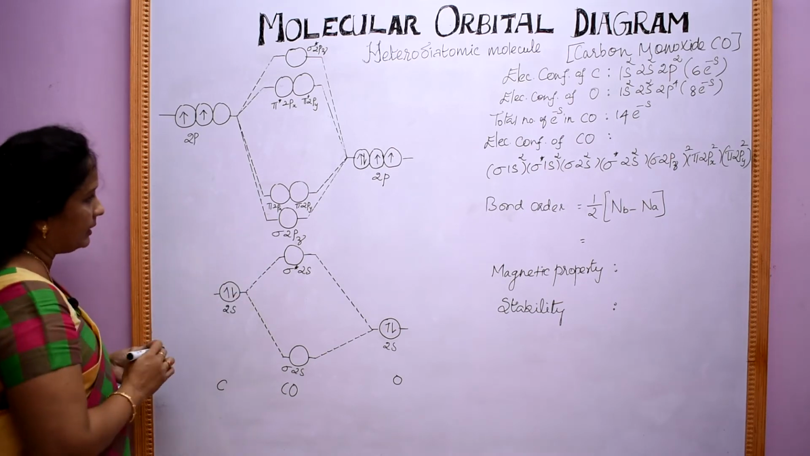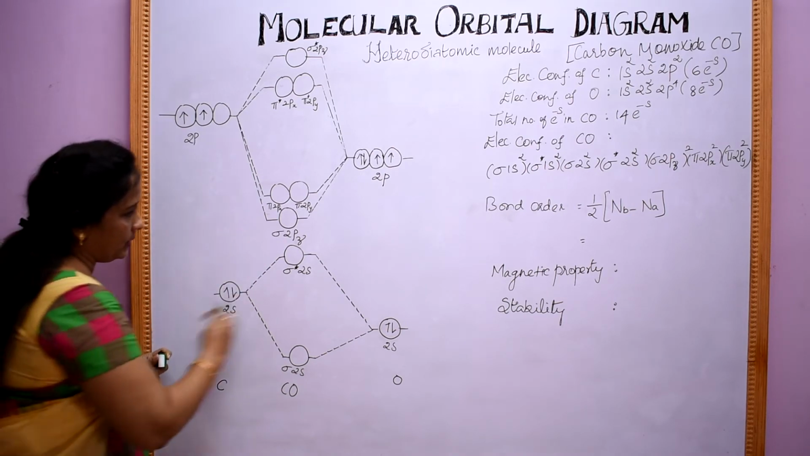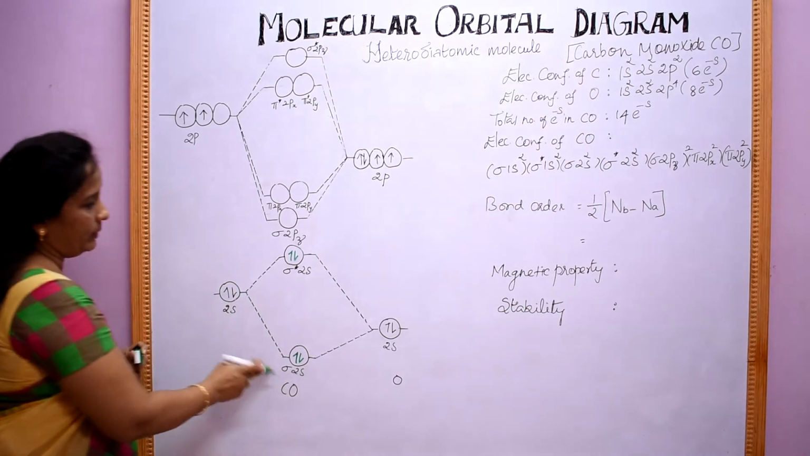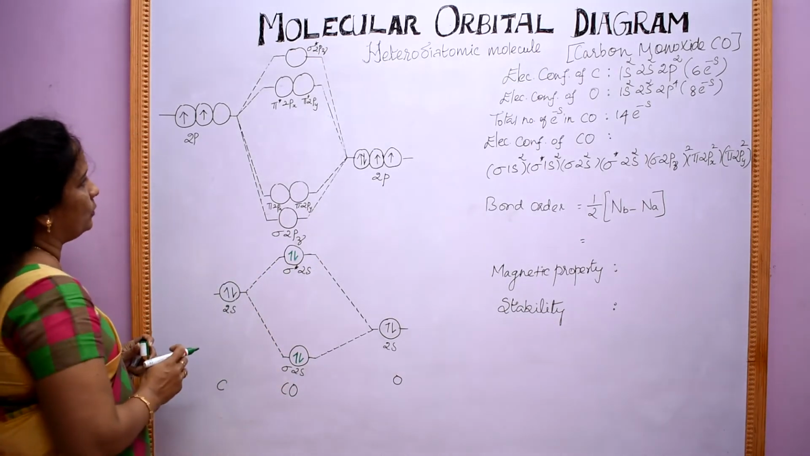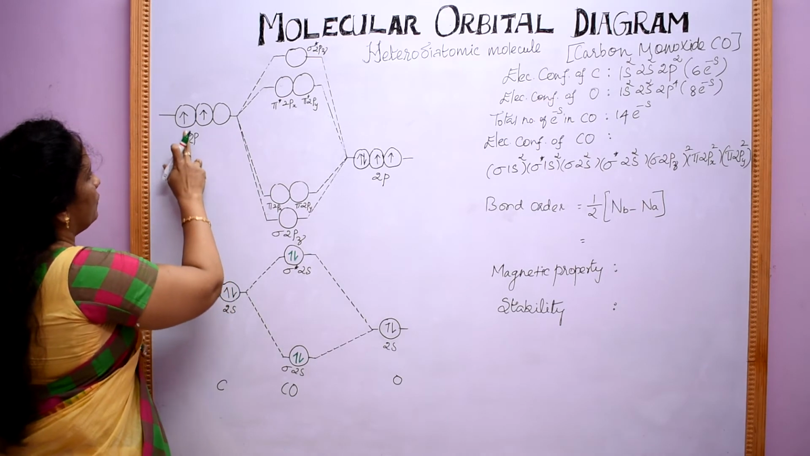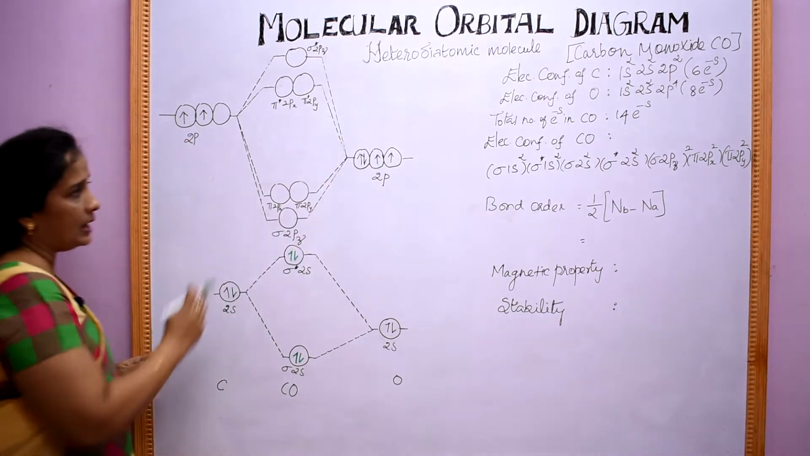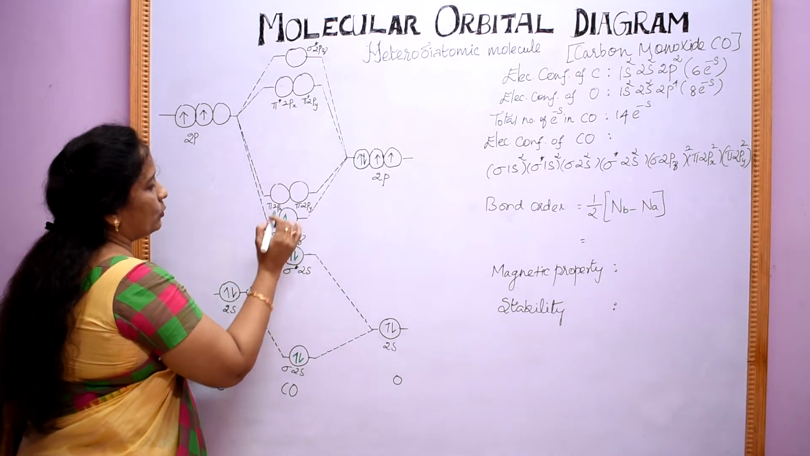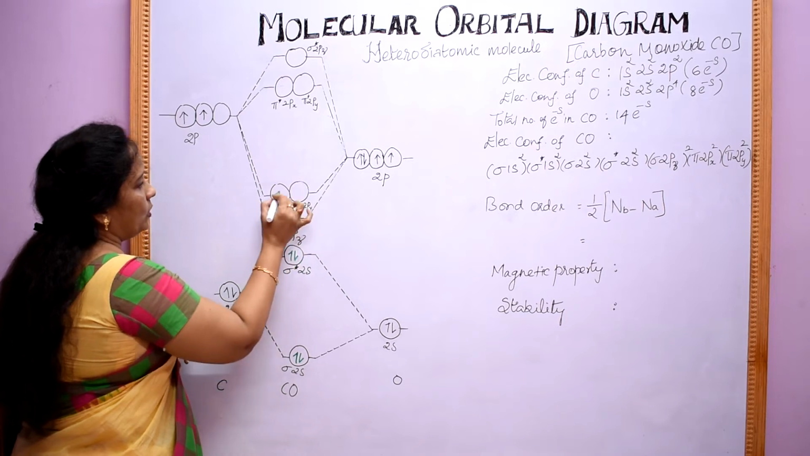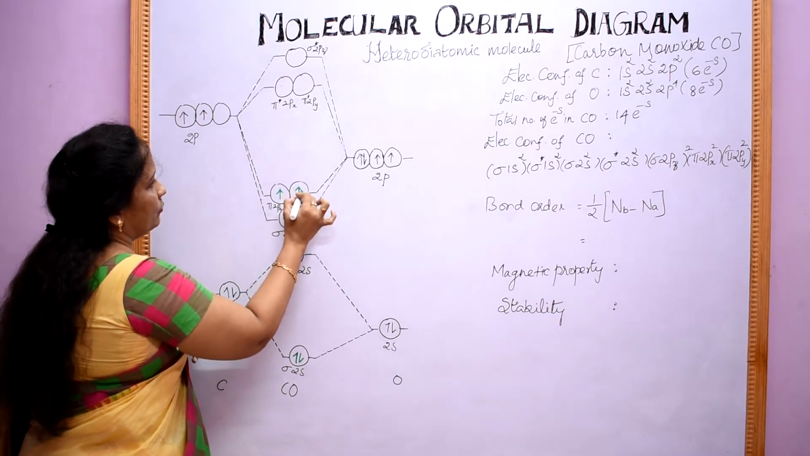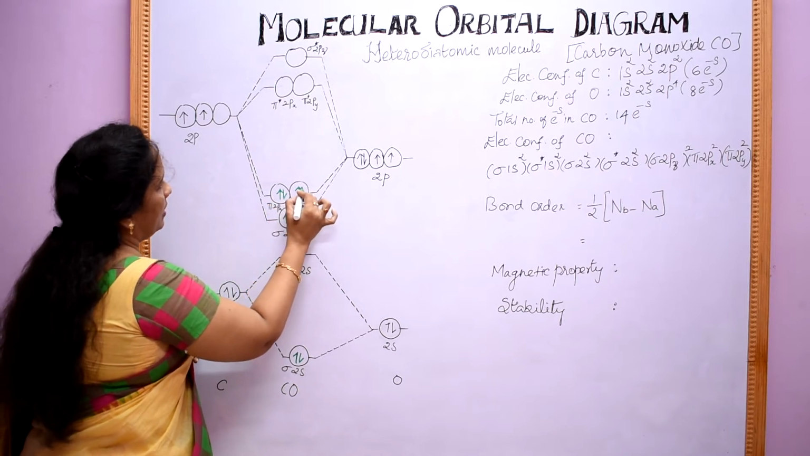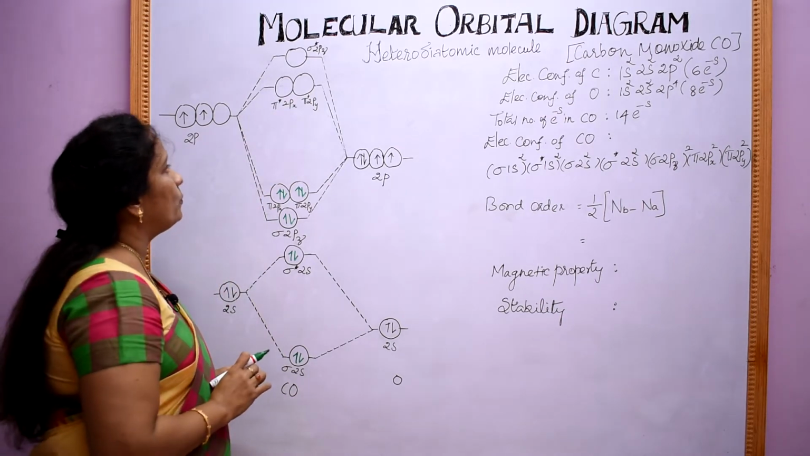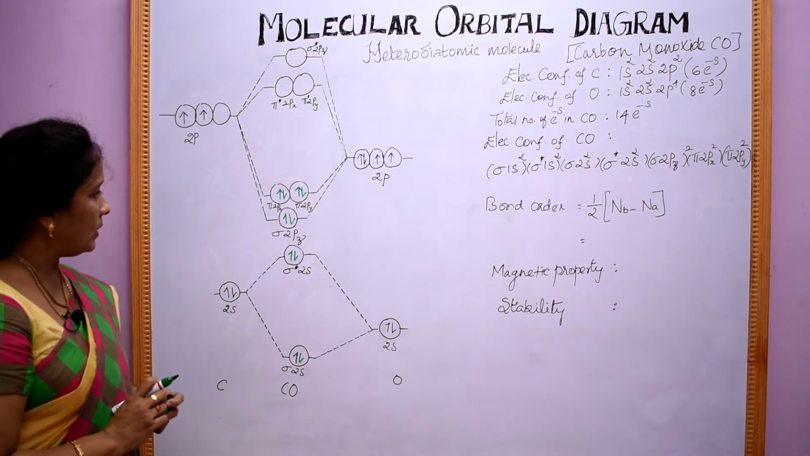Now let us fill the electrons in the molecular orbitals. There are 4 electrons, so they are filled in the bonding and anti-bonding molecular orbitals of sigma 2s and sigma star 2s. Now in the 2p orbitals, we have 2, 4, 5 and 6 electrons, and they have to be accommodated here. The first filling will happen in the sigma 2pz orbital, 2 electrons, 3, 4, 5 and 6. So there are no electrons in the pi star 2px and pi star 2py orbitals.